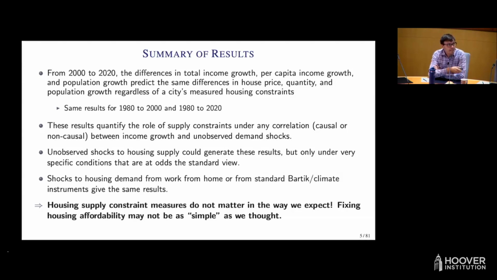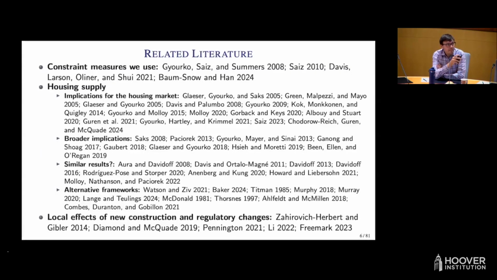Okay, so then let me start touching a little bit on what we're speaking to. I've called this the standard view, that there are these different supply elasticities out there, and they're very important to think about housing affordability across cities. That's exemplified by the first two major sets of papers here that think about the housing market specifically, and then about broad implications. But I also want to highlight that there is work out there in line with what we find, that finds much more limited roles for these supply constraints across cities. And so our work is in line with that.